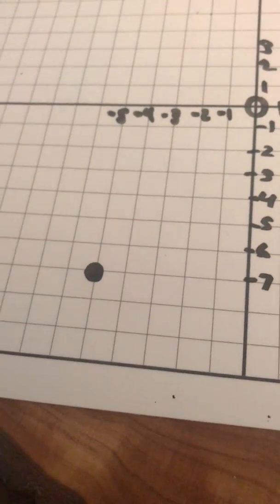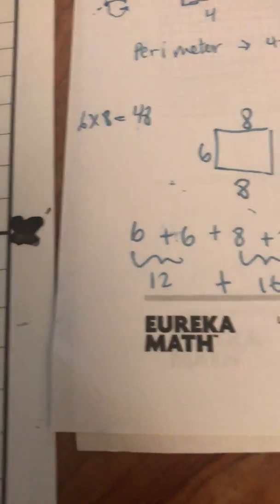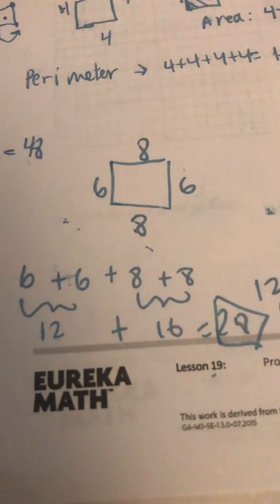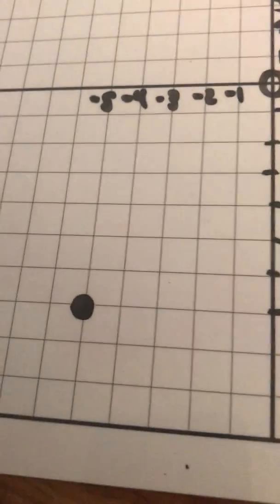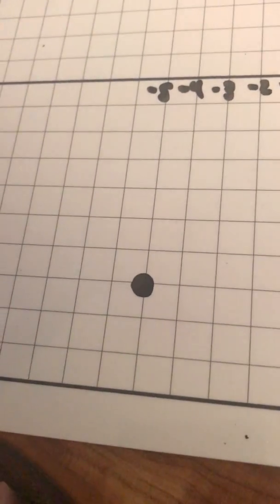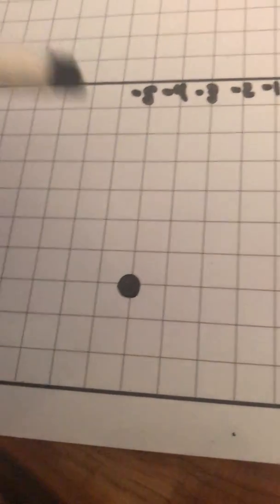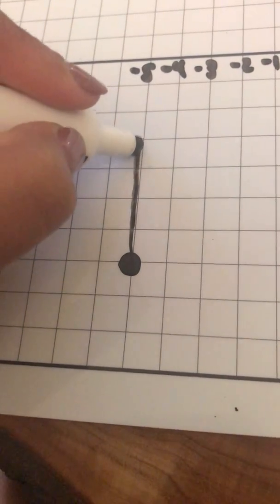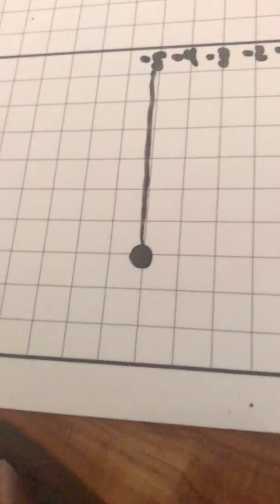So going back to our math that we drew right here, we know that the height of the rectangle is going to be 6. So right now, we don't have a line segment or anything. We just have a point. So the way we find our rectangle is we simply move up 6 times. 1, 2, 3, 4, 5, 6.